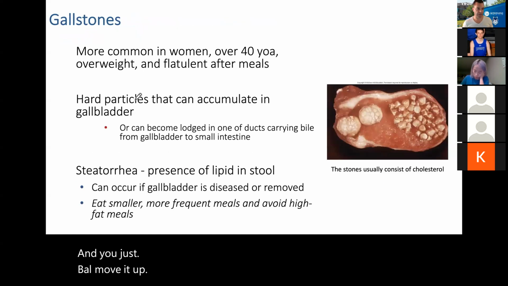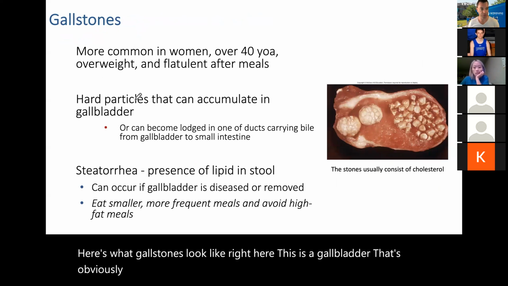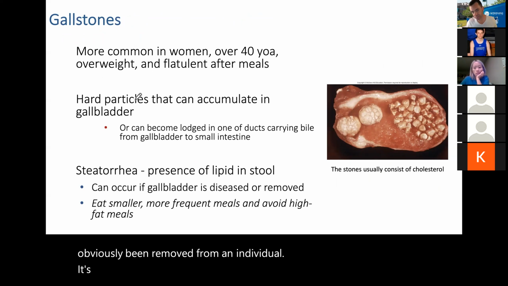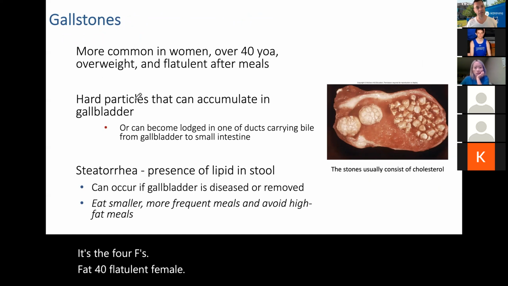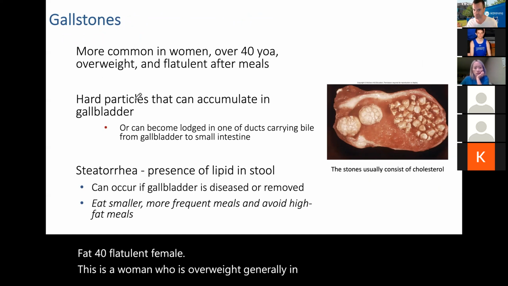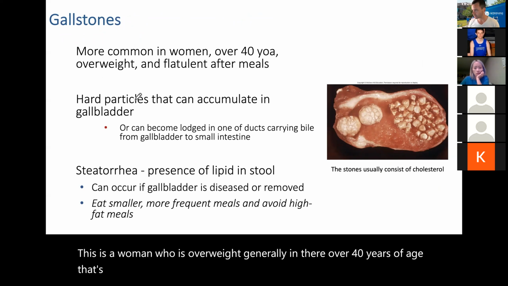Here's what gallstones look like right here. This is a gallbladder that's obviously been removed from an individual. It's the 4 F's, basically. Fat, 40, flatulent, female. This is a woman who is overweight, generally over 40 years of age. That's what the 4 F's stand for.